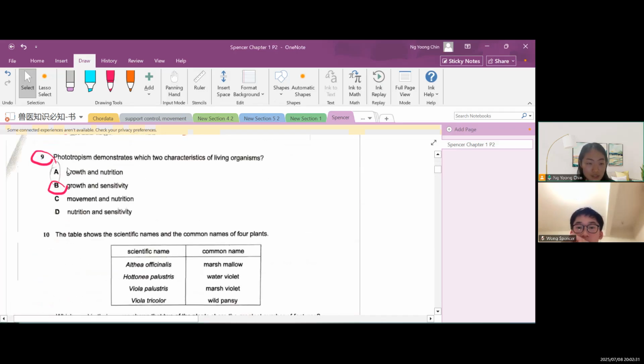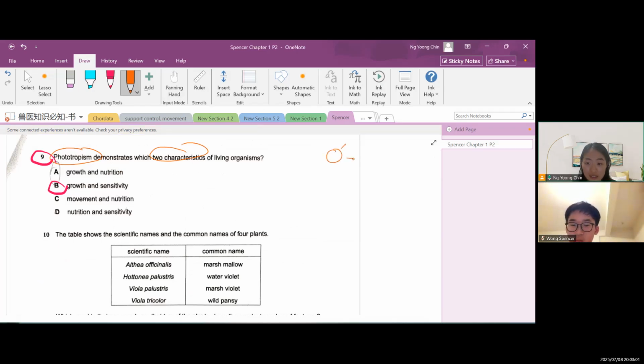And then for this one, phototropism demonstrates which two characteristics of living organisms. In the first chapter we studied the 7 characteristics of living organisms, right? So when we talk about phototropism, it's a kind of response that happens in plants. So this response will stimulate the plants to grow toward the sunlight direction.